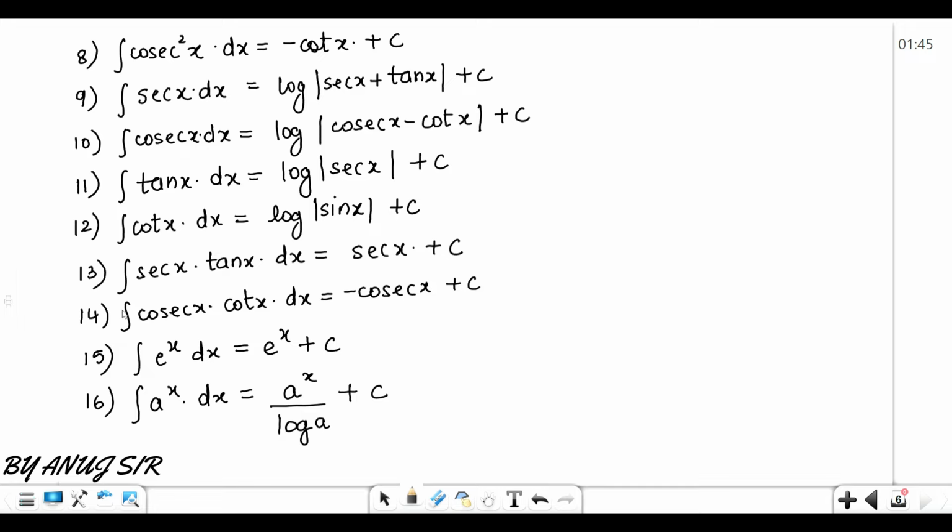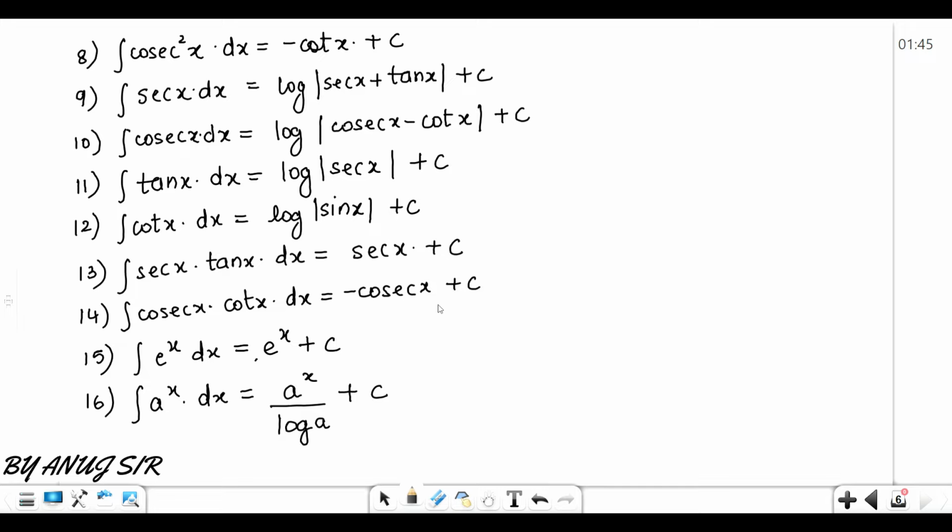Again, the integration of cosec x cot x will give you minus cosec x plus c. Okay. Next, the fifth one is the exponential formula, the 15th one, which is e raised to x. Integration of e raised to x will be e raised to x, and the last one is a raised to x, which gives you the integration as a raised to x upon log a.